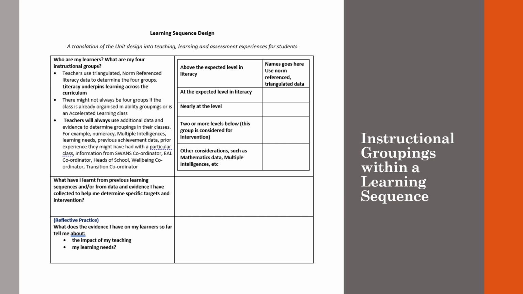So we actually have 4 instructional groups, which are listed in the table at the top right of this table with the 3 different sections. And the 4 groups are above the expected level in literacy, at the expected level in literacy, nearly at level, and 2 or more levels below. We're going to have a look in a minute at the data service, and the data service will actually really help us to very quickly put our 4 instructional groups in using the data that we have on our students in the area of literacy.